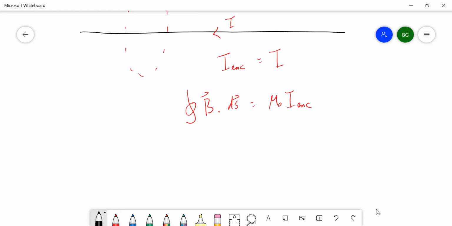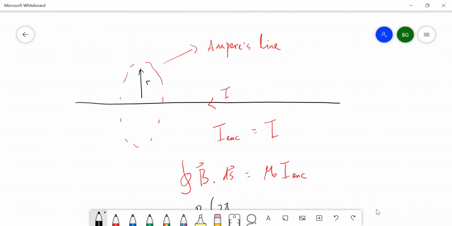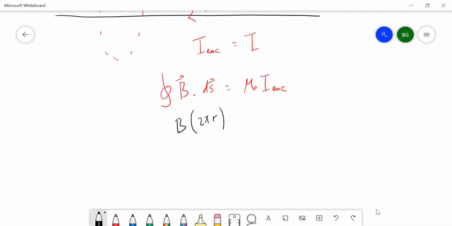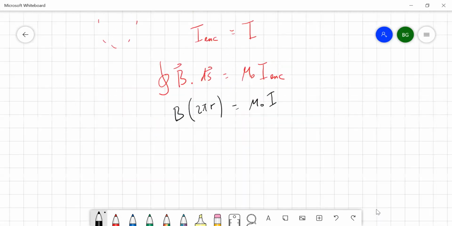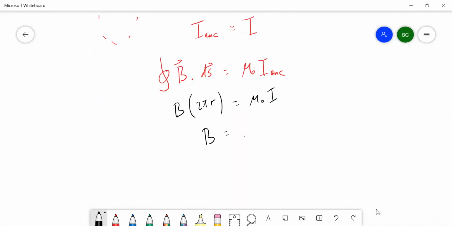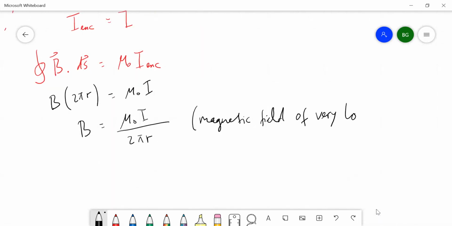Okay. So this should be B times 2 pi R, let's say this is R here. And this is mu 0, and the I enclosed is I. Okay. So we get exactly the magnetic field of a very long wire.